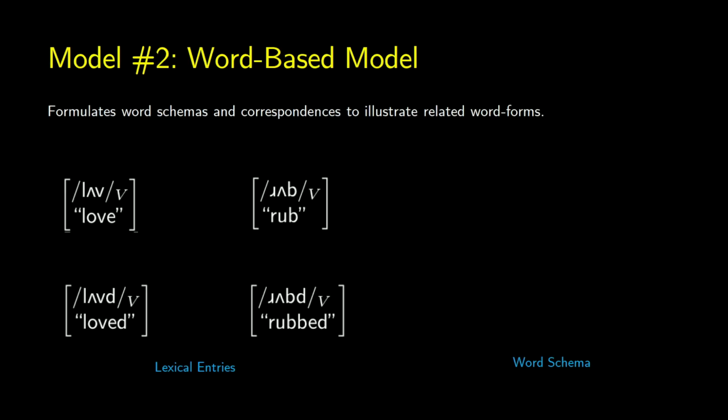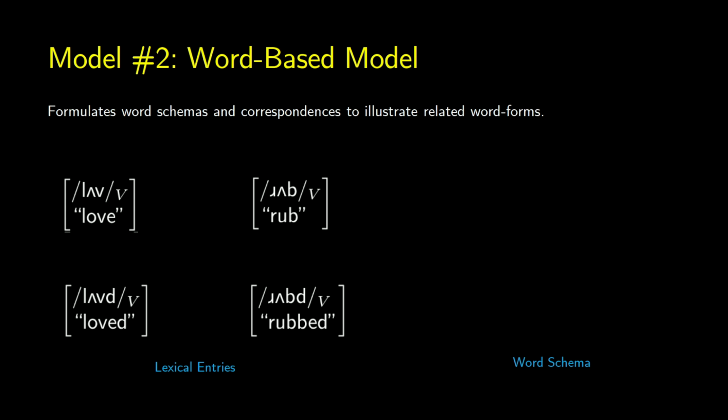And that is what's called the word-based model. Now, in the word-based model, you don't have entries for each individual morpheme. Instead, you only have entries for complete words. And what you do with these complete words is you find patterns across words.